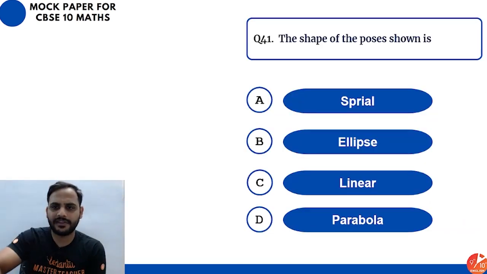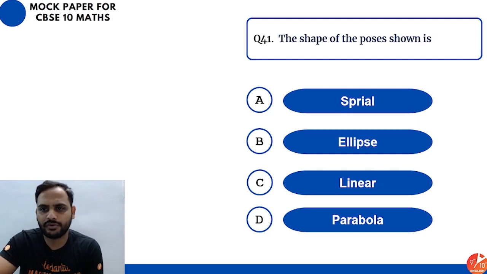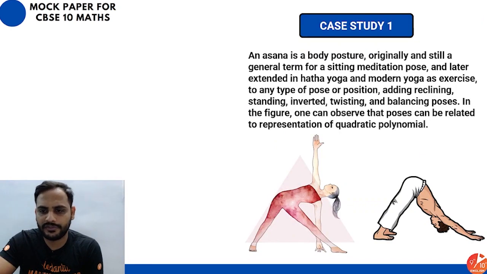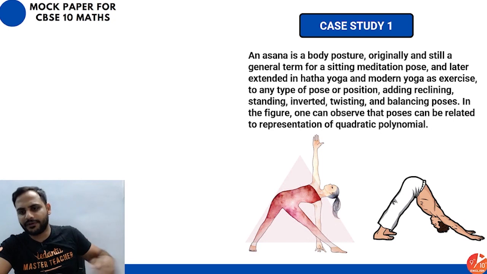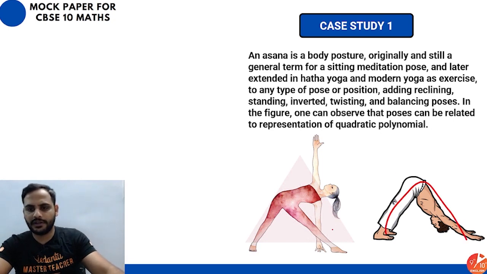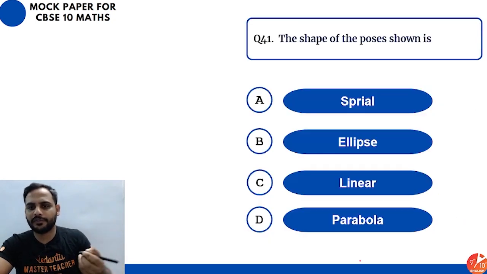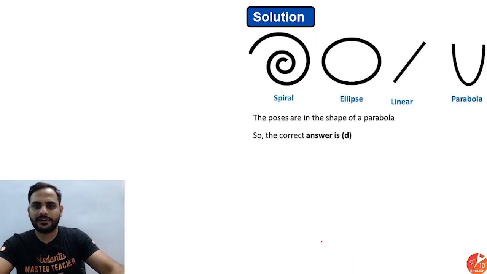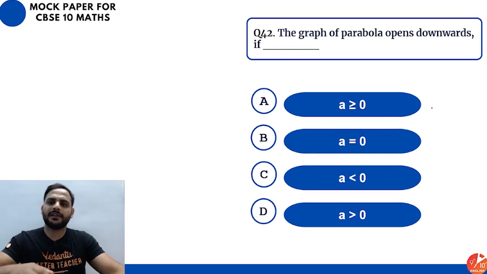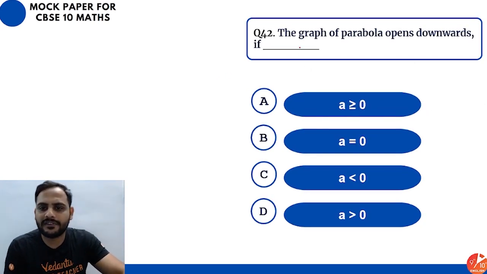Simple. The first one is just like this. The shape of the pose shown below. So which pose? So I think they are talking about this pose, or this pose. So this pose looks like what? Parabola, obviously. Parabola. Correct. Next one, the graph of parabola opens downward if.